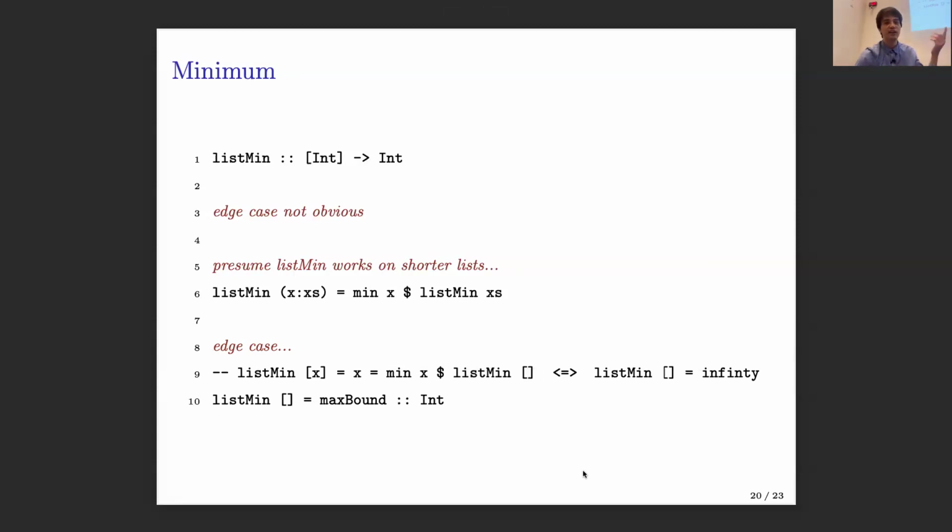What should I put in there? What qualifies as infinity for your type, because you're bounded? So this is the edge of this. Max bound integer. And that's how you get infinity for that type. This is how you get infinity for any bounded type.